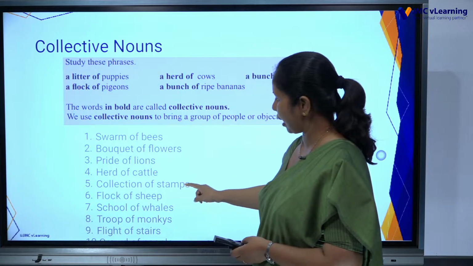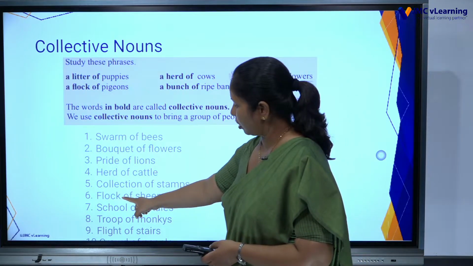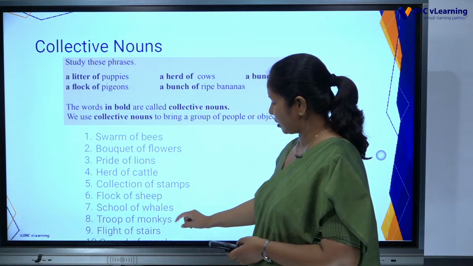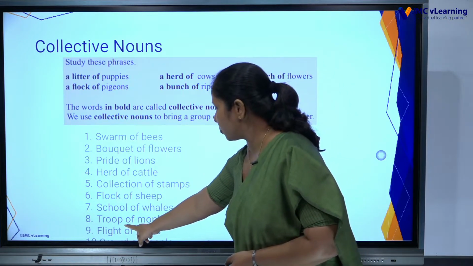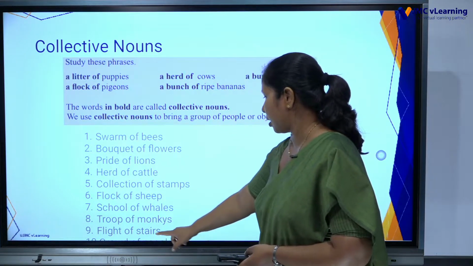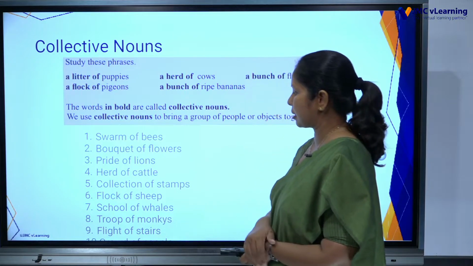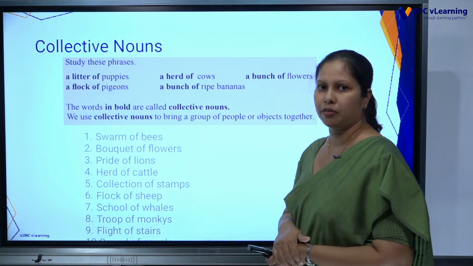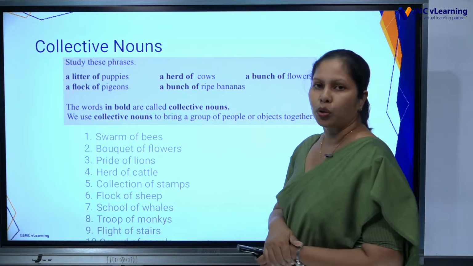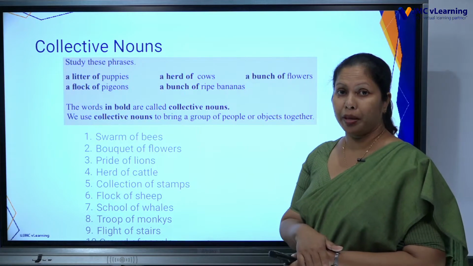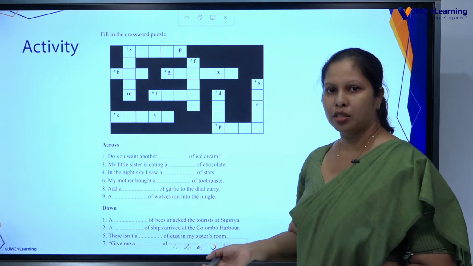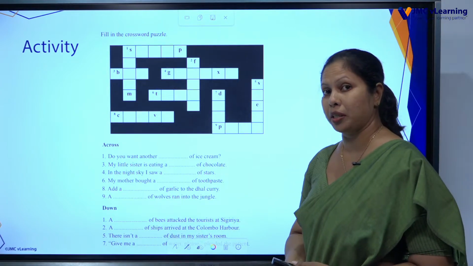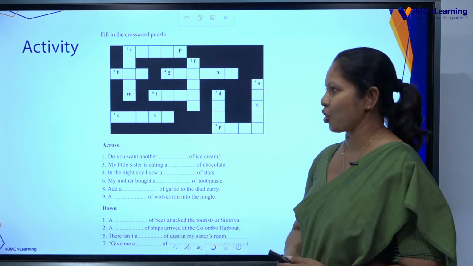Collection of stamps. Flock of sheep. School of whales. Troop of monkeys. Flight of stairs. So, these are some examples. There are more collective nouns, but you need to go through these and keep them in mind. Let's go to the activity on page number 46. It's a crossword puzzle. I think you will enjoy it.